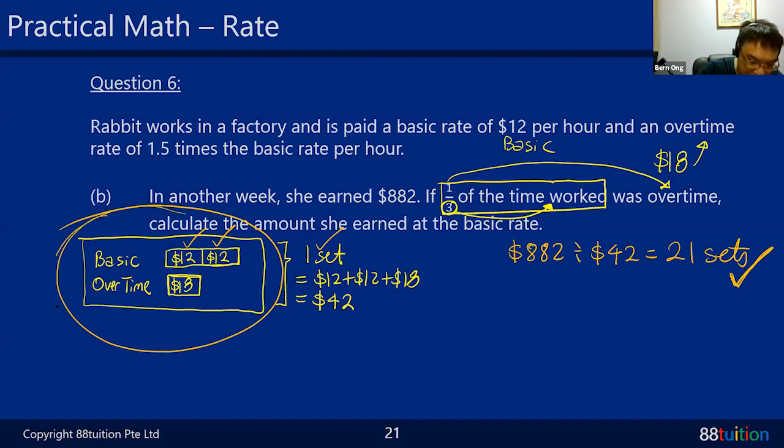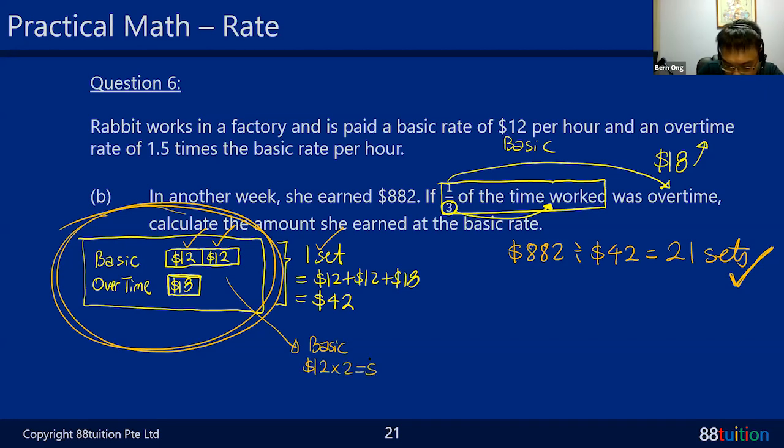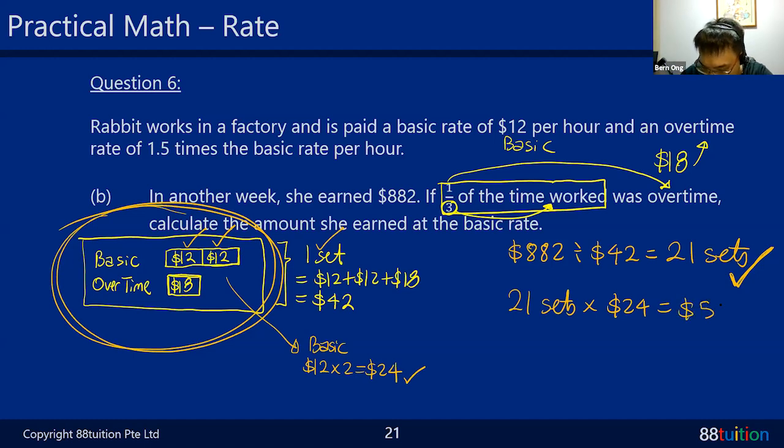All right, these 21 sets. So inside basic, right, down here is how much? 12 plus 12, or 12 times 2, is $24 for one set. I blur already. So there are 21 sets of this, so it's simply 21 sets times $24. 21 times 24, yes, 504. That's the proper answer.